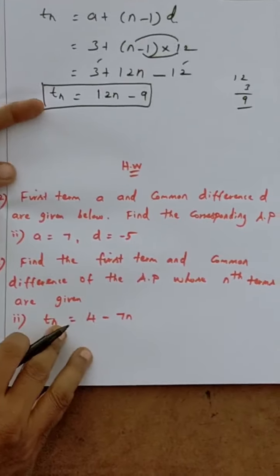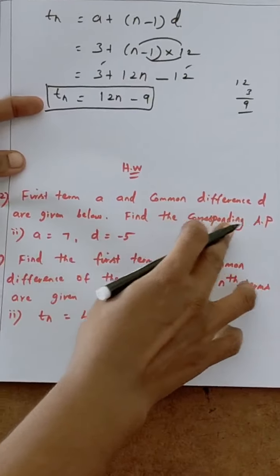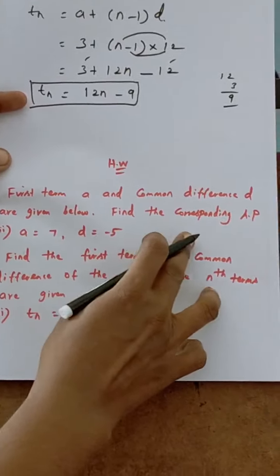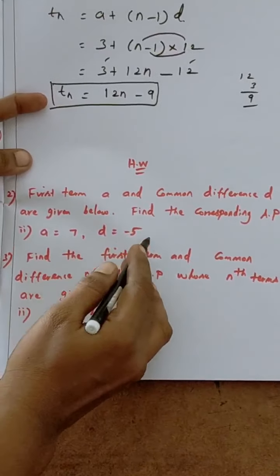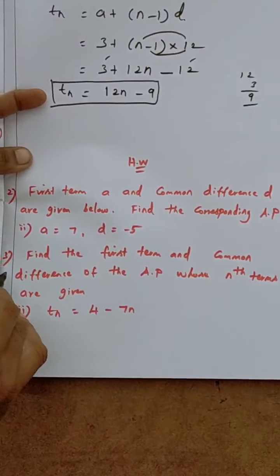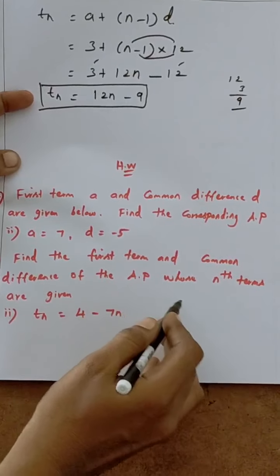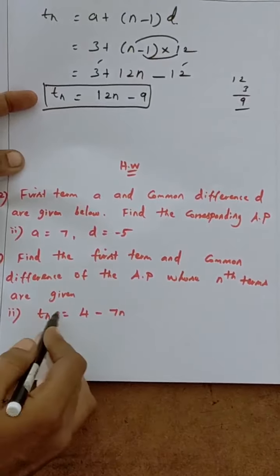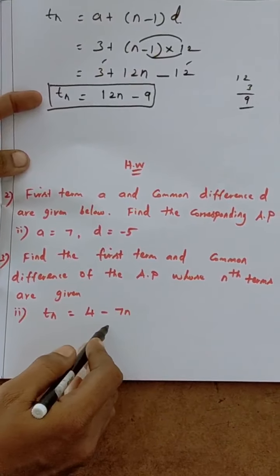Okay students, today's homework. Second question: first term A and common difference D are given below. Find the corresponding AP. See, A equal to 7 and D equal to minus 5. Okay, next, third question: find the first term and common difference of the AP whose nth term is given. So second question, Tn equal to 4 minus 7n.